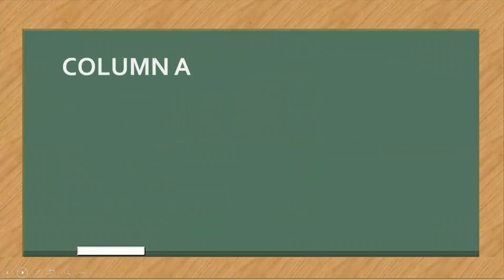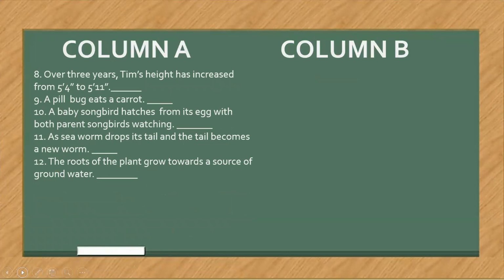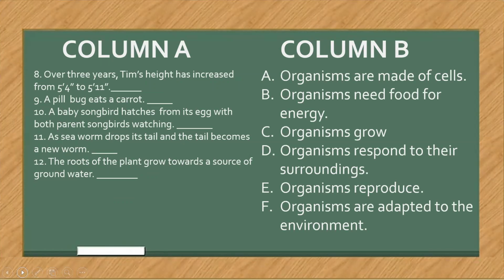Moving on, number 8. Over 3 years, Tim's height has increased from 5 feet 4 inches to 5 feet 11 inches. A pill bug eats a carrot. A baby songbird hatches from each egg with both parent songbirds watching. A sea worm drops its tail and the tail becomes a new worm. The roots of the plant grow towards a source of groundwater. The same thing as column B.